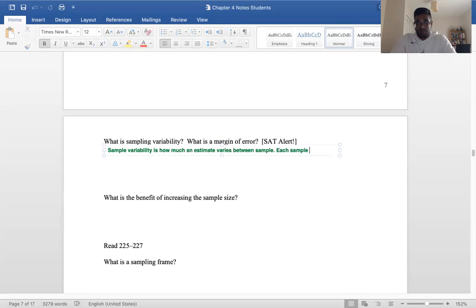Each sample will be slightly different, right? So if I were to take 10 students from our AP Stats class and get their average height, and then I did another 10, right? And I just used a random number generator to get those 10. Each time, while the averages may be close to each other, they're not going to be exact. They're hardly ever going to be exactly the same. And so that's what sampling variability is. And so then in order to compensate for this, what we do is we use margin of error.